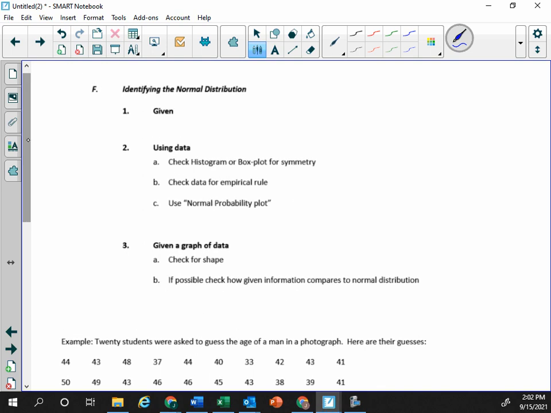All right, so identifying the normal distribution. What this is talking about is we're going to have conditions that we have to check. When we start going through some of our bigger problems, you'll have different things to check. One that's very common that you have to check is normality. Like, does this follow a normal distribution? So there are a few different ways that you can check that condition.